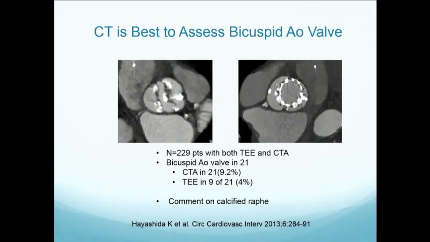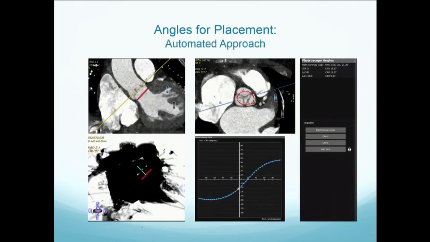Bicuspid valve, it's easier to see on CT. And one thing to remember is to tell people when you have a fused calcified median raphe, that may become a stalactite, and it has the potential for injury. So that's worth commenting on.